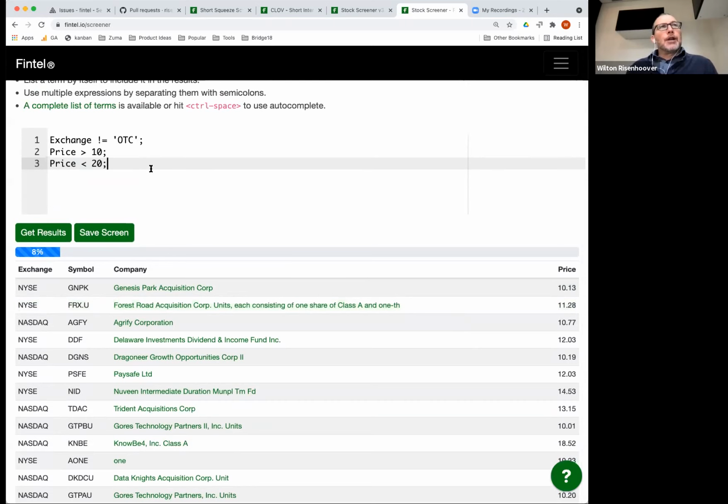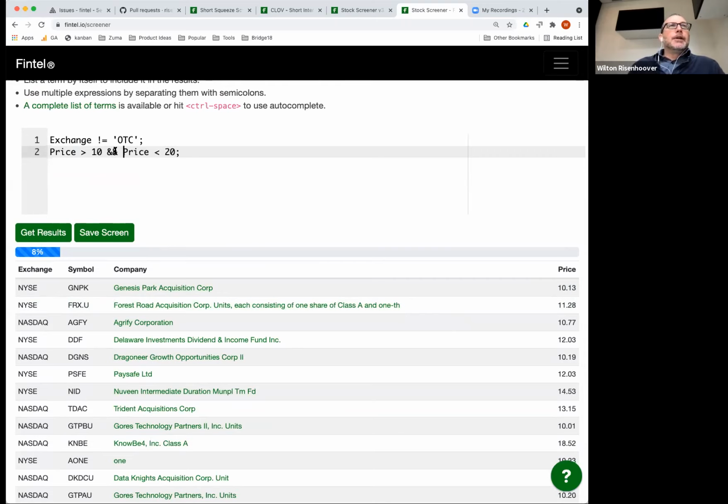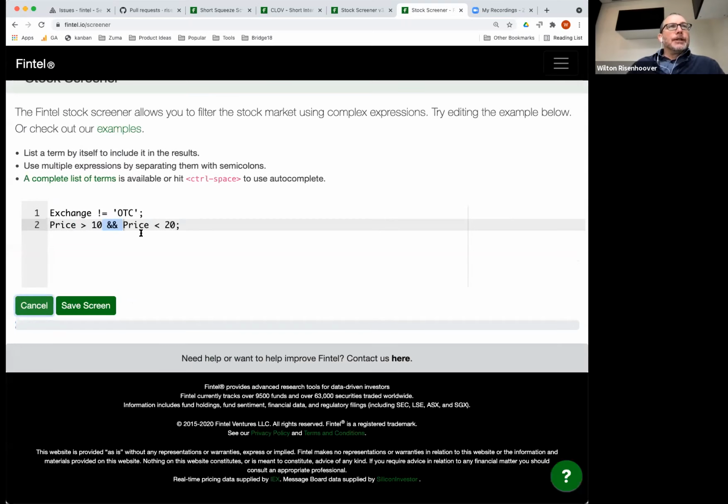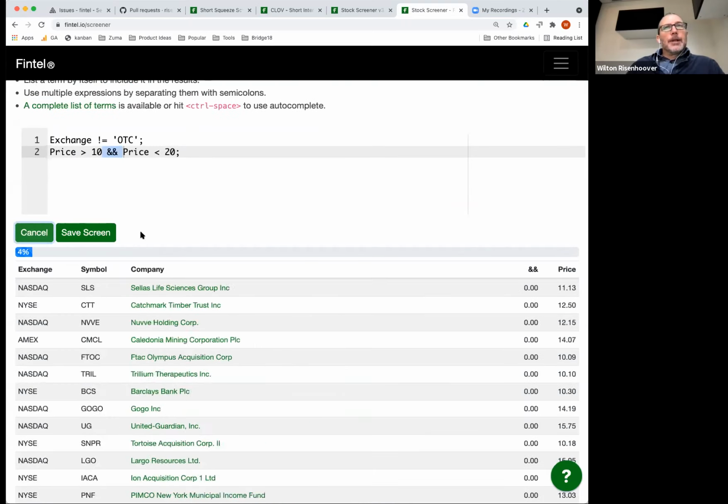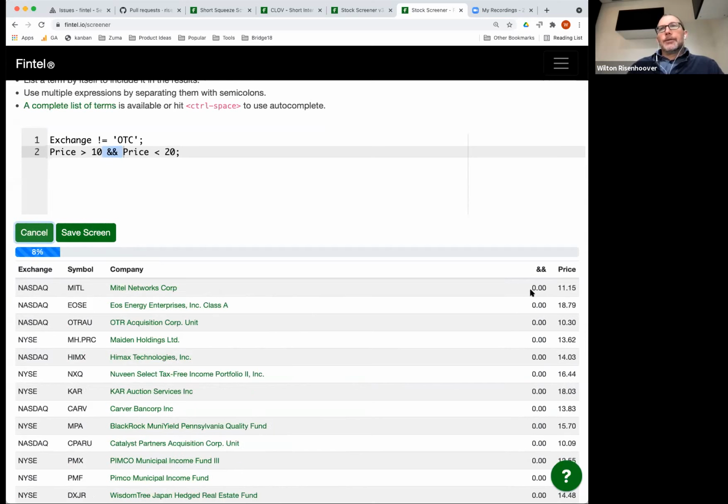There's another way to do this. I could also say price is greater than $10, and now again, this is a little bit complicated for people who are not familiar with programming languages, but this double and is an operator that allows us to say and. Actually, I did this wrong. Okay, I'm sorry about this.